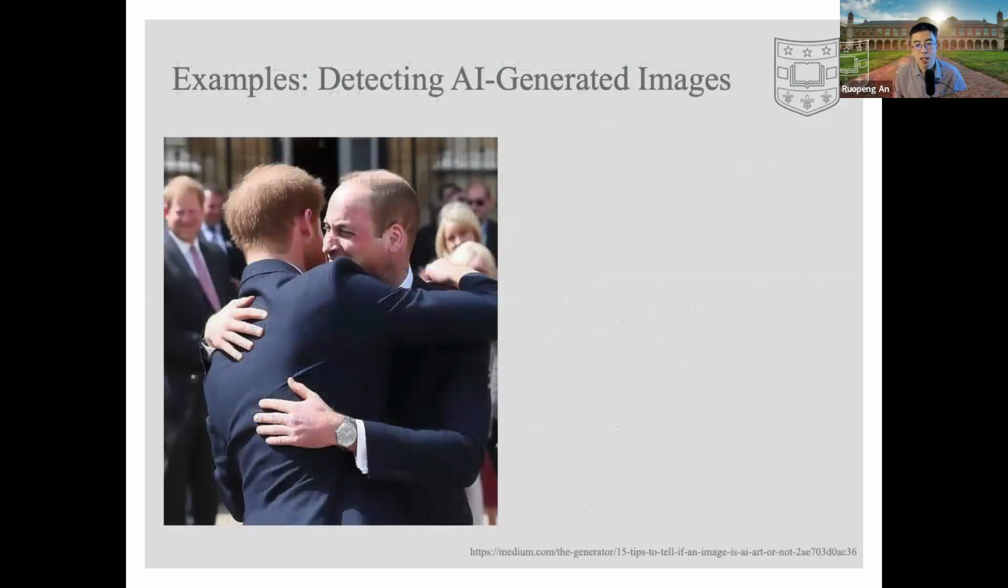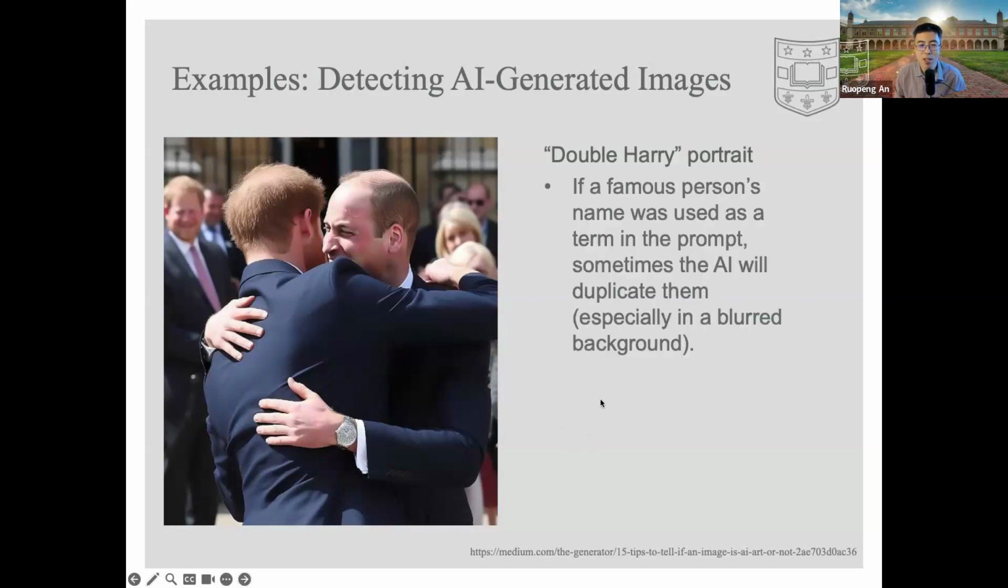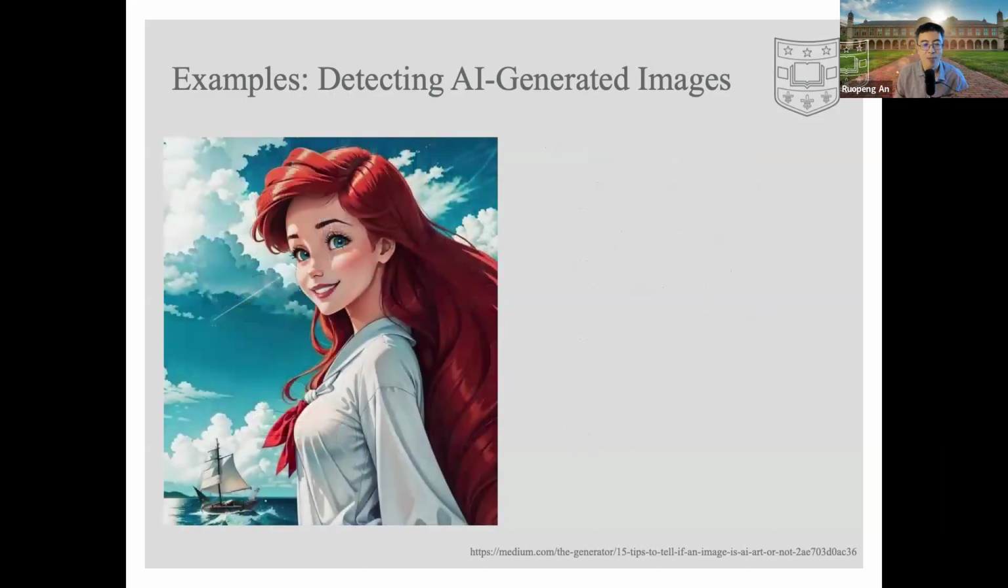And here is an interesting image generated by AI. Prince Harry and William hug each other. But you will notice that this is the so-called double Harry portrait. Usually, if a famous person's name is used as a term in the prompt, the AI will sometimes duplicate them. So you see that Harry, besides hugging William, also sits at the back. Right? So it can be easily told that this image was generated by AI.